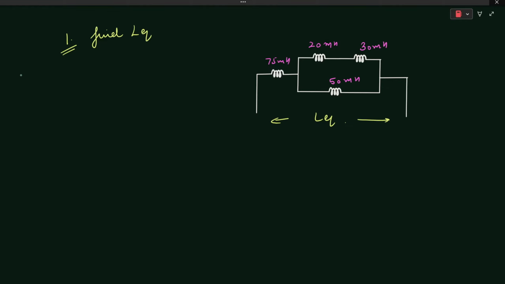Hello everyone, welcome to the next tutorial. In this tutorial, we are going to find the equivalent inductance of this particular electrical network.